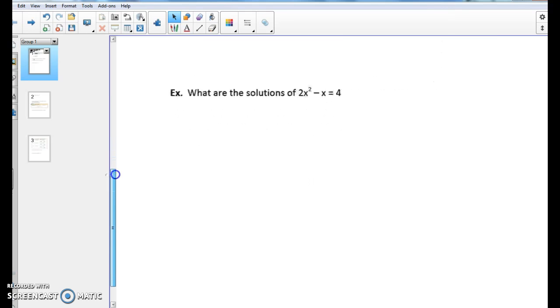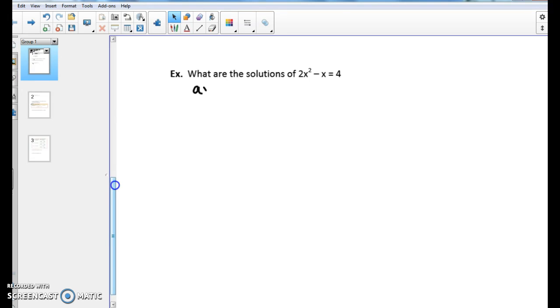So let's go ahead and take a look at this first example. What are the solutions of 2x squared minus x equals 4? Well, like I just said, we want to get it into standard form. So let's make sure we get a, b, and c on the same side. To do that, I need to subtract 4. Okay, so I'm going to set that up, and then I can clearly establish what my a, b, and c values are. a is going to be 2, b is -1, and my c value is -4.